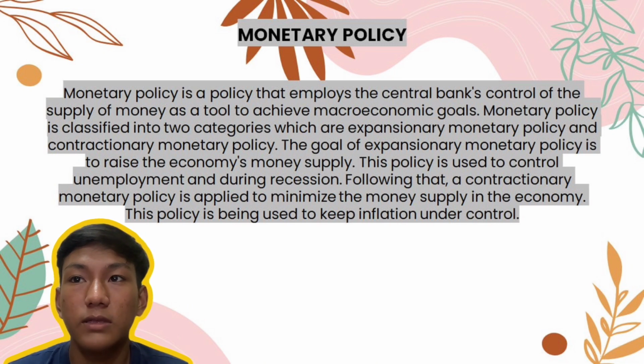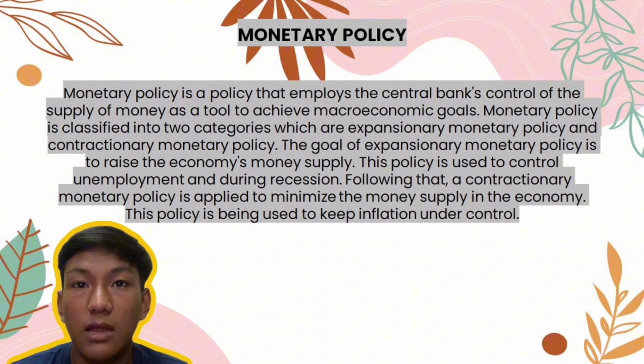The goal of expansionary monetary policy is to raise the economic money supply. This policy is used to control unemployment and during recession. Following that, a contractionary monetary policy is applied to minimize the money supply in the economy. This policy is used to keep inflation under control.